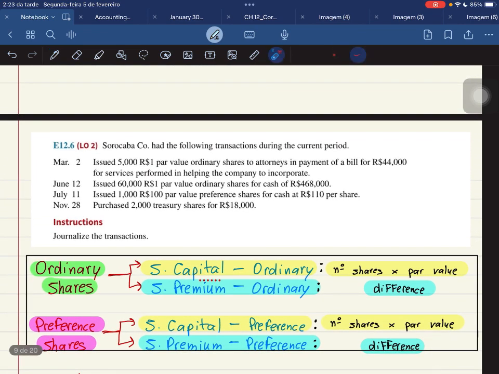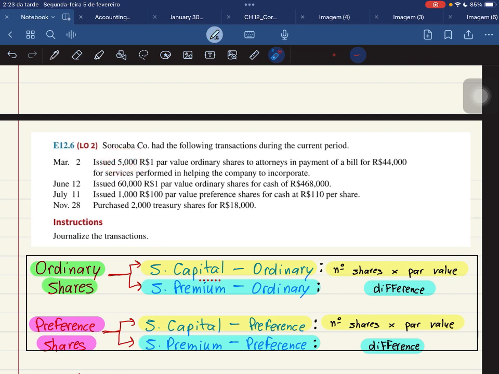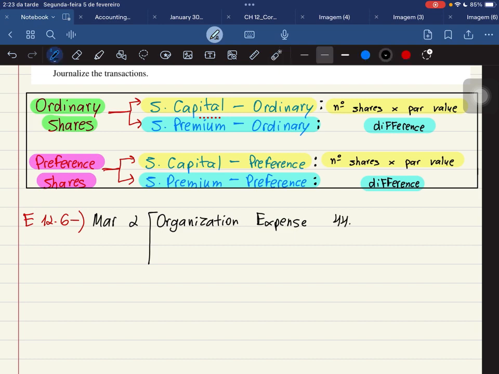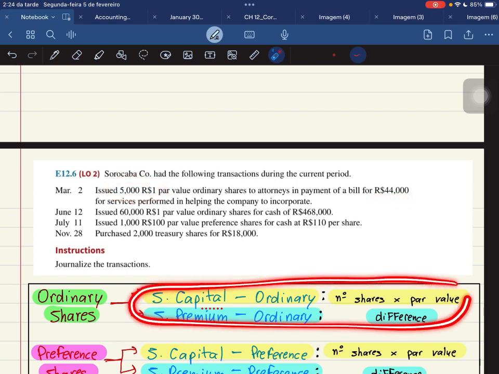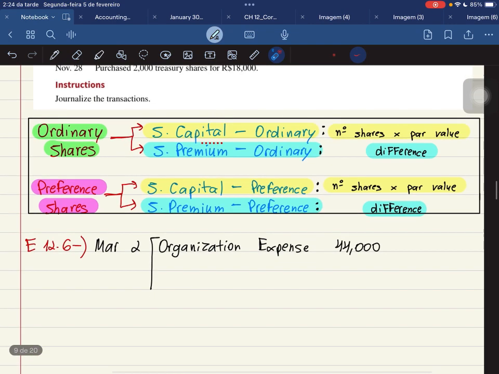And over here we have they were ordinary shares, right? So we are actually looking at these over here. We have a value, right? So we know that the issuance price was 44,000. So over here we're gonna have 44,000. But if we take a look over here, we have 5,000 shares and 1 real per share, which means that actually this is 5,000, right? So there is a difference between 5,000 and 44,000, which means that we're going to need both of these accounts, because this one is going to be the number of shares times the par value, which is going to be 5,000, and this one is going to be the difference between the 44,000 and this 5,000.